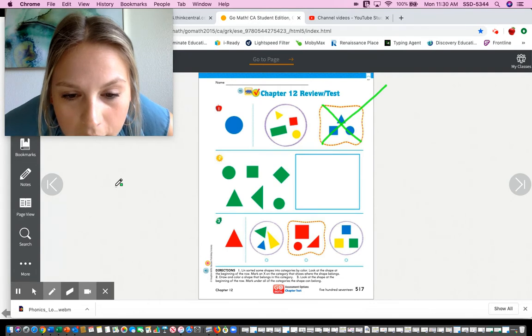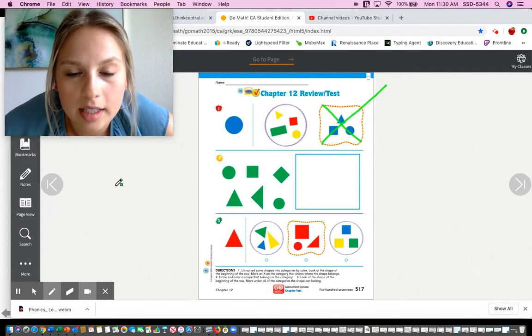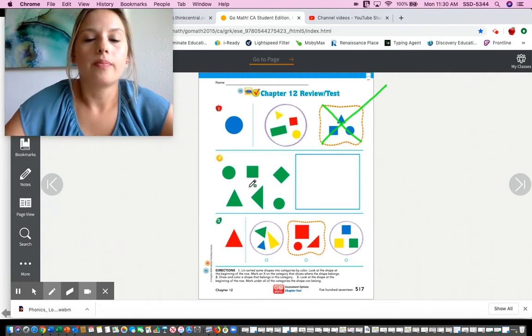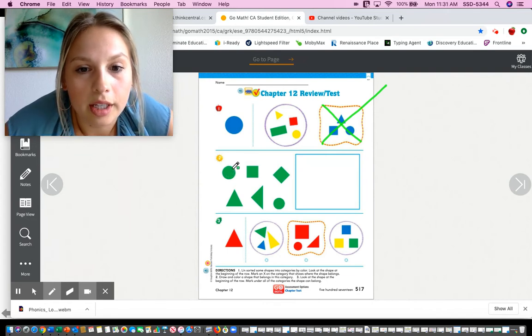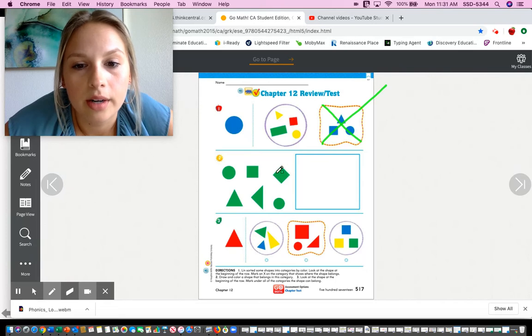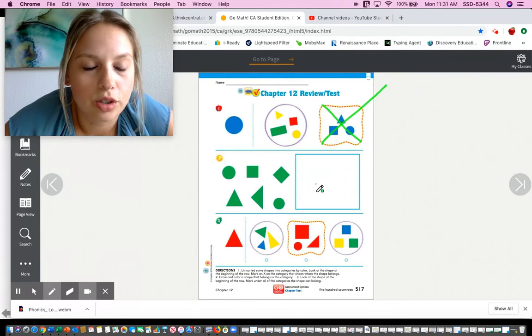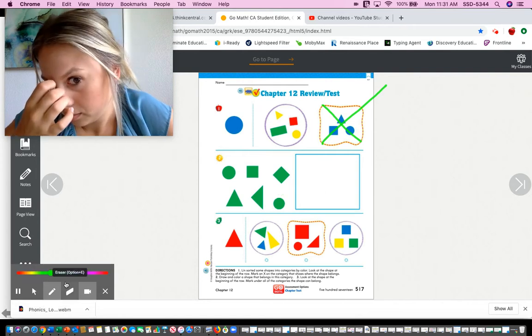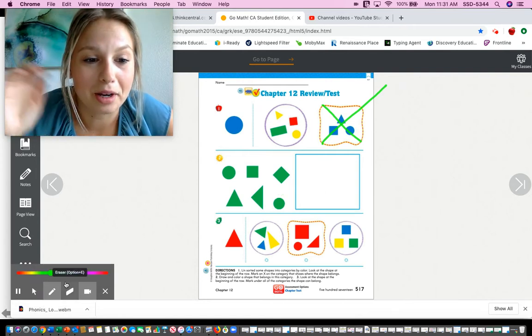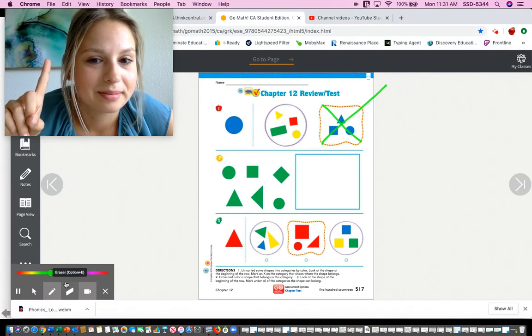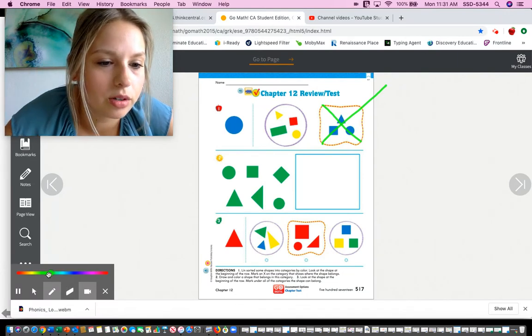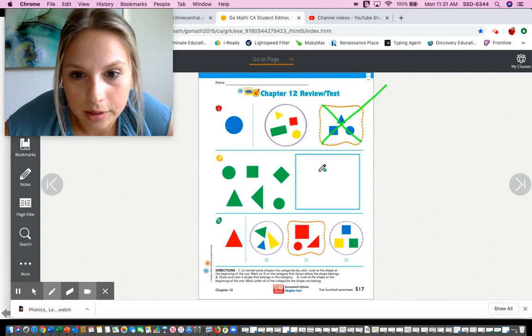Draw and color a shape that belongs in this category. So I see a green circle, a green square, a green square, a green triangle, a green triangle, a green square. Oh, circle. What shape should we do in here? It doesn't matter what shape, but what color should it be? Green. So I'm going to do a green triangle.